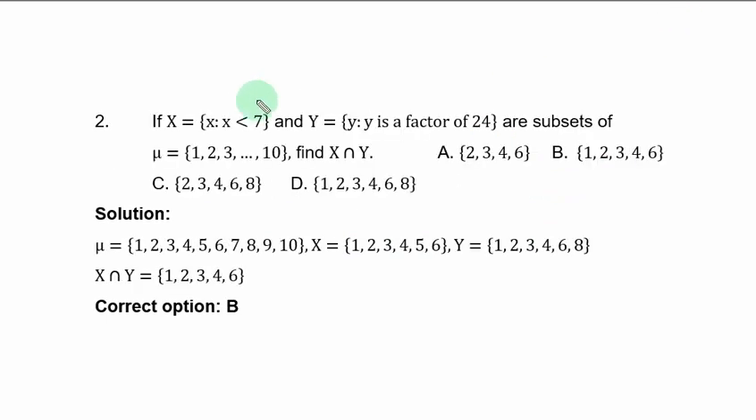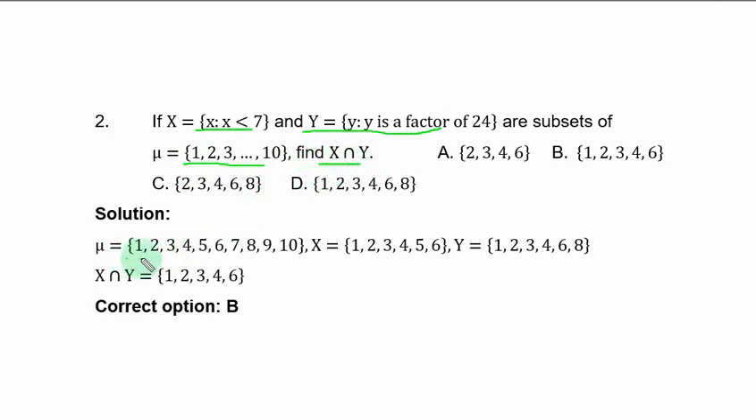Question 2. If S is equal to the set S such that S is less than 7 and Y is a set and is equal to Y such that Y is a factor of 24. These two sets are subsets of the universal set with elements from 1 to 10. Find S intersection Y. Solution.